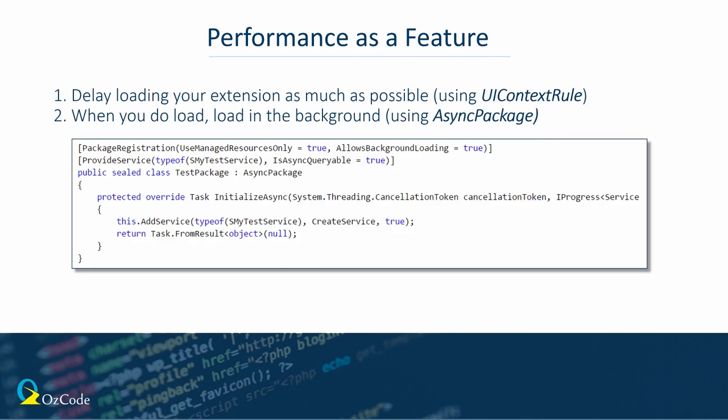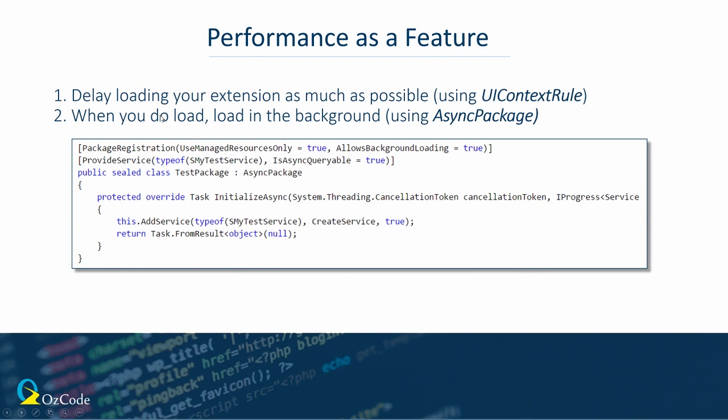First of all, you want to delay your extension load as much as possible. So for example, OzCode is a good example of this. OzCode is only helpful when you have a C# project in your solution, and it's only helpful when you're debugging. So up until that point where you actually started debugging a C# project, we won't load. The way you do that is you use the UI context rules, which are attributes just like these ones right here, which we apply on the Visual Studio package to tell it what's what.